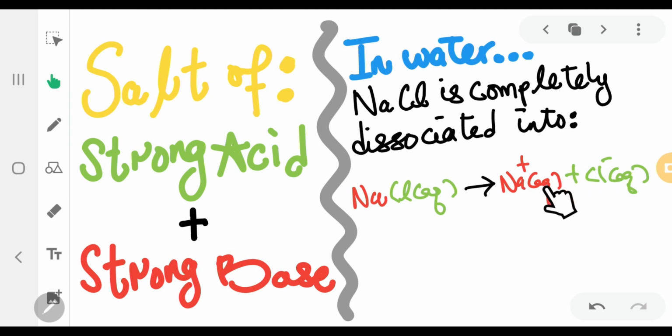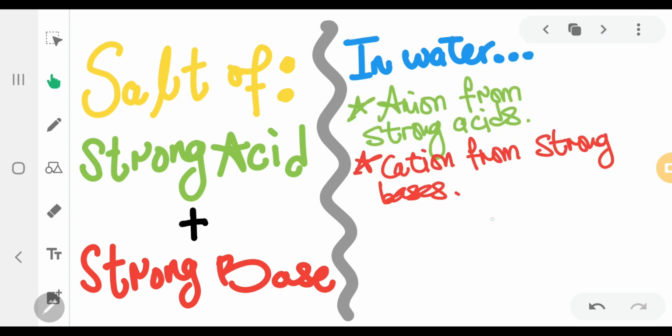Both Na+ and Cl- over here are not going to react with water. Although they are dissociated in water, they will not react with water, because the sodium ion has a low polarizing power due to the low charge of +1. And the chloride ion over here is a very weak conjugate base, and therefore it has no affinity for H+ and no tendency to hydrolyze the water. So what can we say? Anions from strong acids, cations from strong bases.